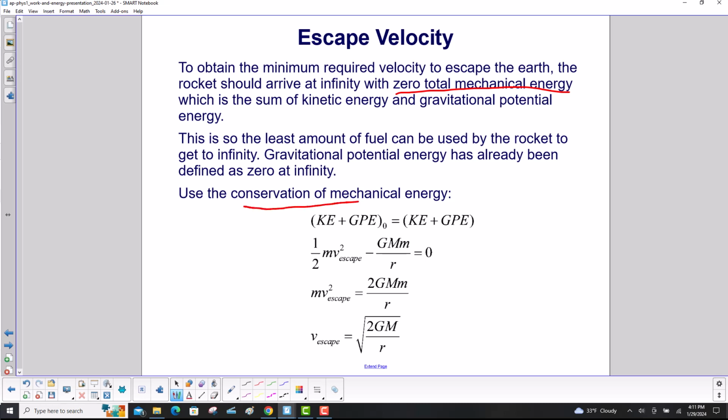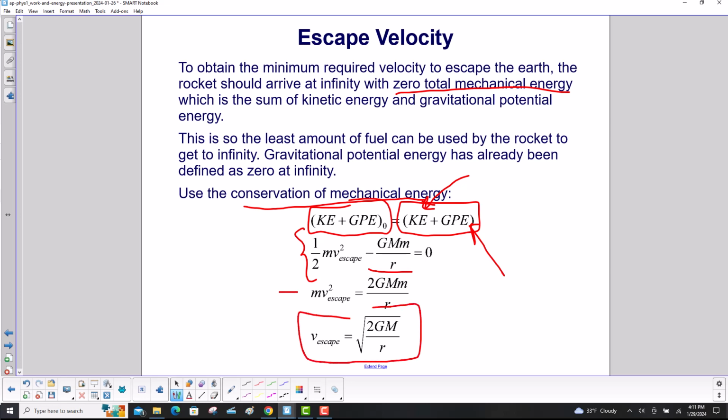So here's our conservation of mechanical energy. This is our original, and this is our final at infinity. So we're trying to find escape velocity, so that would be 1/2 mv squared, where v is the escape velocity, minus the potential energy at the surface of the Earth. Now, GPE is 0, and so is kinetic energy. We want to get there with the minimum velocity. So we multiply both sides by 2, take the square root, and we get the escape velocity right here.